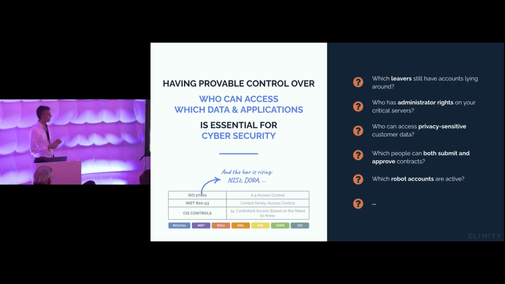And so, as a result, one of the first things to do is know that there are no orphaned accounts in your systems, or know who exactly has administrator privileges to critical servers, or know who can access privacy-sensitive data. And once you know all of that, minimize those accesses. Make sure that there are minimal accounts lying around so that the likelihood of stolen credentials goes down, but also minimize what the actual people in your organization can do so that the impact of stolen credentials goes down. So in short, what NIS2 asks you to do, amongst many different things, is to have provable control over who can access which data and which applications.